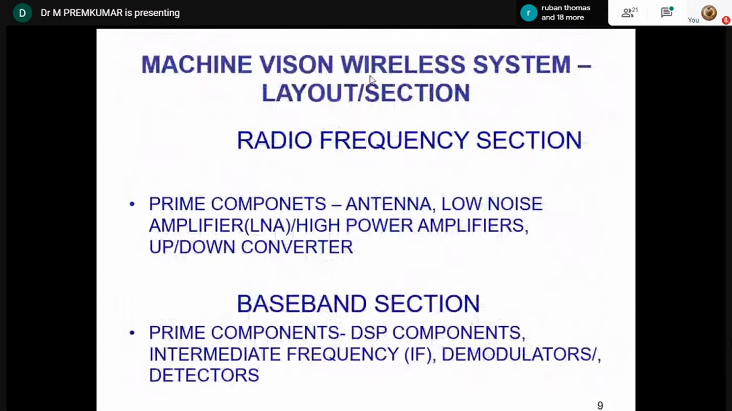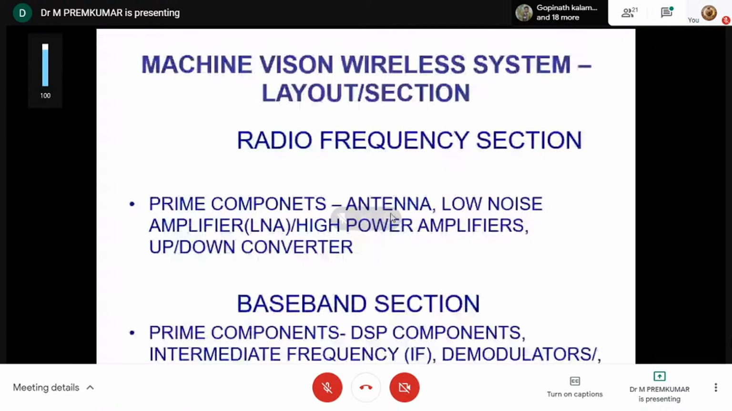Now, if you take the machine vision wireless system layout, you'll be having a radio frequency section and a baseband section. From a communication perspective, you have the RF section and the baseband section. In the RF section, the prime components are the antenna, low noise amplifier, high power amplifiers, and up/down converters.